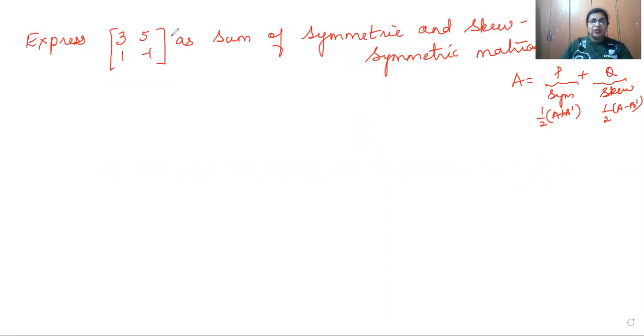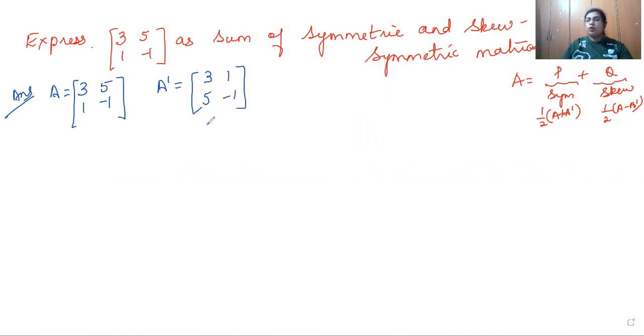So let us quickly solve that answer. First, what you have to write is your matrix A. Let A is equal to [3, 5; 1, -1]. Since you want A dash also, keep that A dash, the transpose, ready with you. The first row will become the first column, the second row will become the second column.